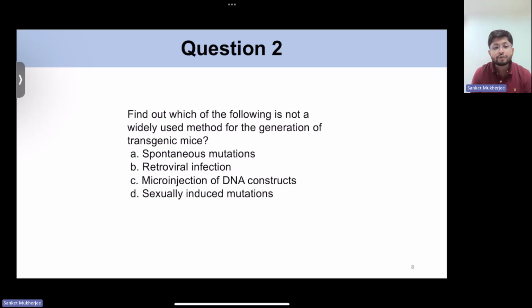Okay, question two: find out which of the following is not a widely used method for generation of transgenic mice. Is it spontaneous mutation, retroviral infection, microinjection of DNA constructs, or sexually induced mutations?